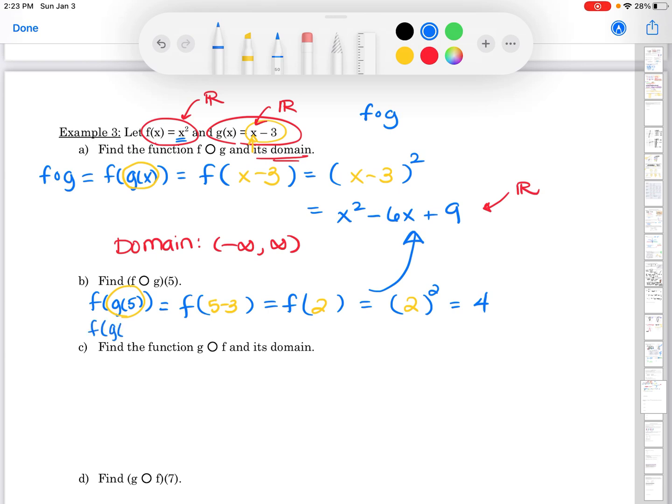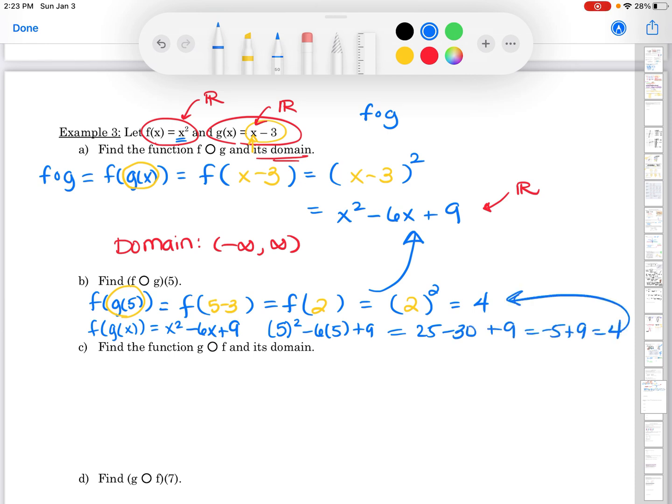We said f of g of x was equal to x squared minus 6x plus 9. So we could plug in 5. That would be 5 squared minus 6 times 5 plus 9. So that's 25 minus 30 plus 9. Negative 5 plus 9 is still going to give us 4. It's the exact same thing. So either way you want to do it is perfectly acceptable.